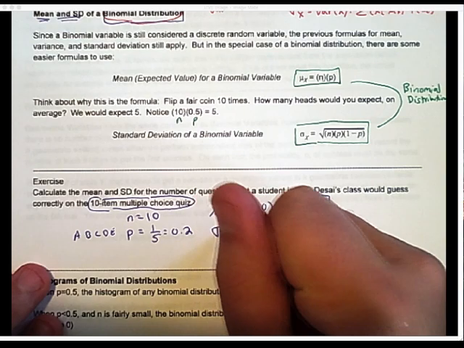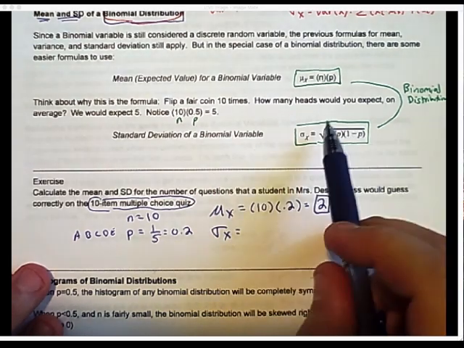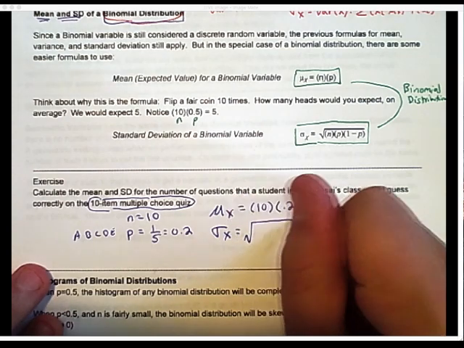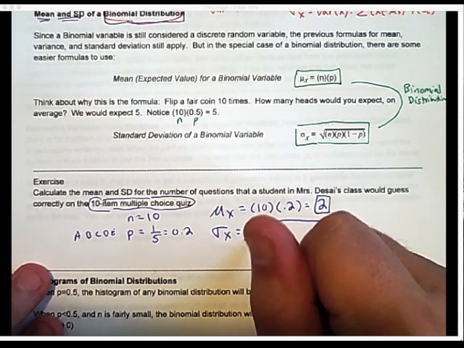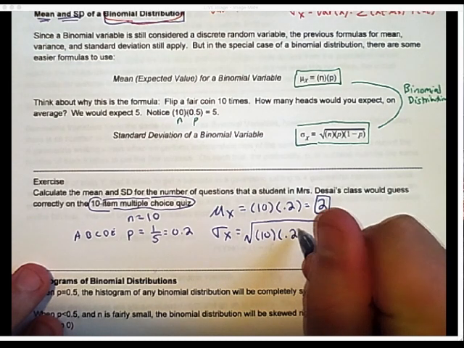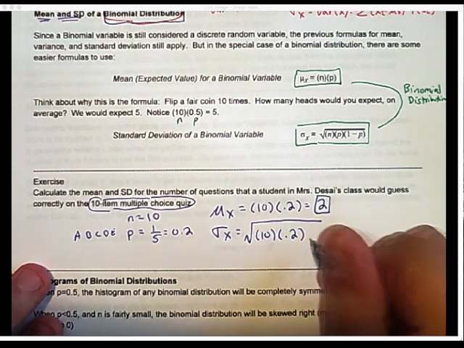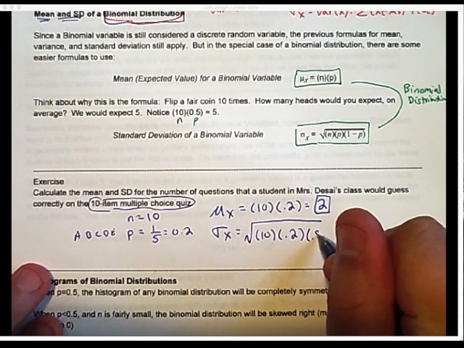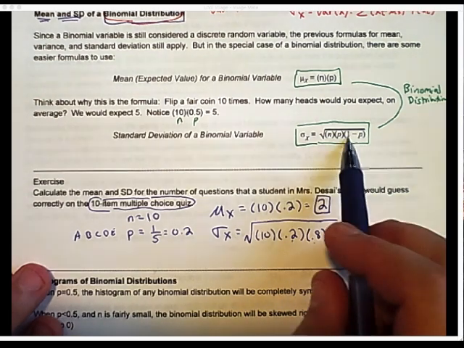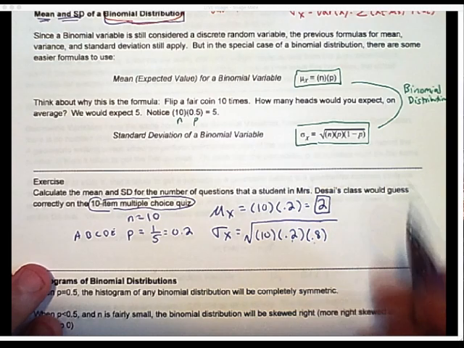Now, how are we going to find the standard deviation? We're going to use this formula. Big square root of n, so there's your 10, times the probability of success, which is 0.2, but you have to add in another term. You have to do the probability of failure. So if 0.2 is the probability of success, 0.8 is the probability of failure, because 1 minus 0.2 is 0.8.